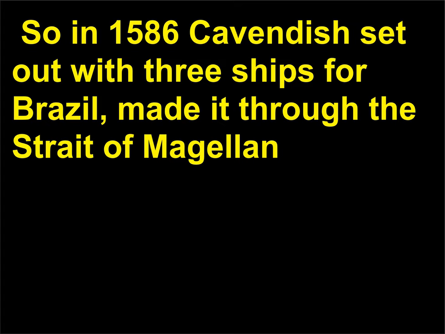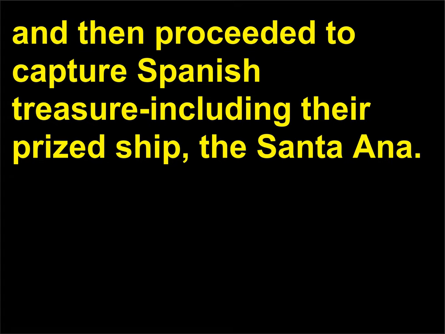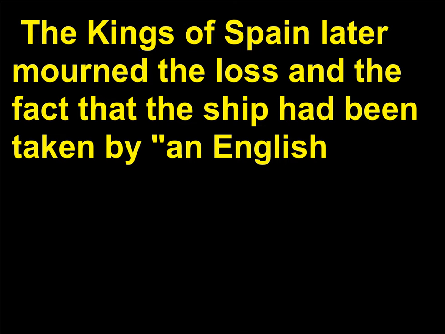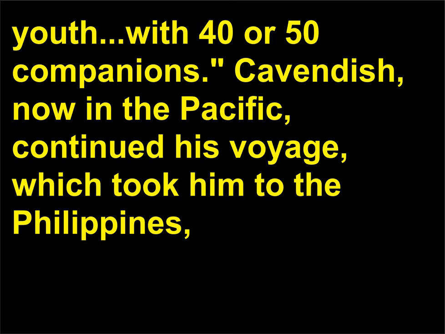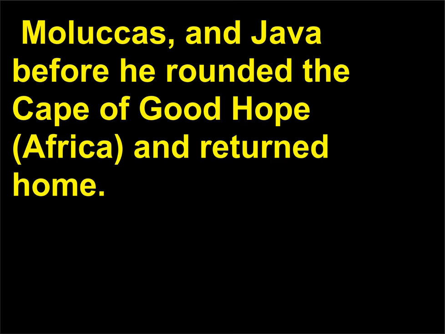So in 1586 Cavendish set out with three ships for Brazil, made it through the Strait of Magellan, and then proceeded to capture Spanish treasure including their prized ship, the Santa Ana. The kings of Spain later mourned the loss and the fact that the ship had been taken by an English youth, with 40 or 50 companions. Cavendish, now in the Pacific, continued his voyage, which took him to the Philippines, Moluccas, and Java before he rounded the Cape of Good Hope, Africa, and returned home.